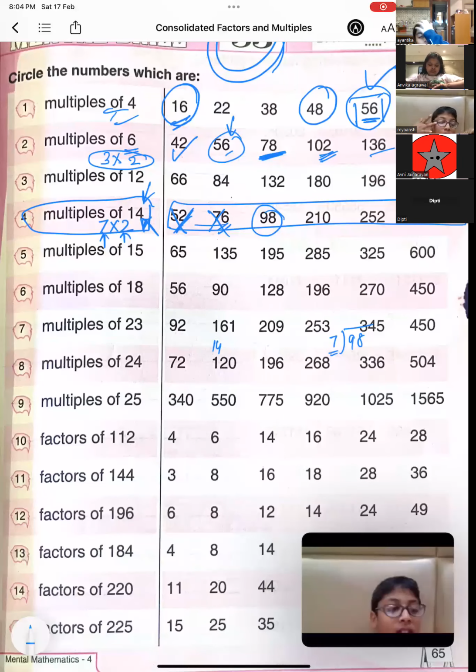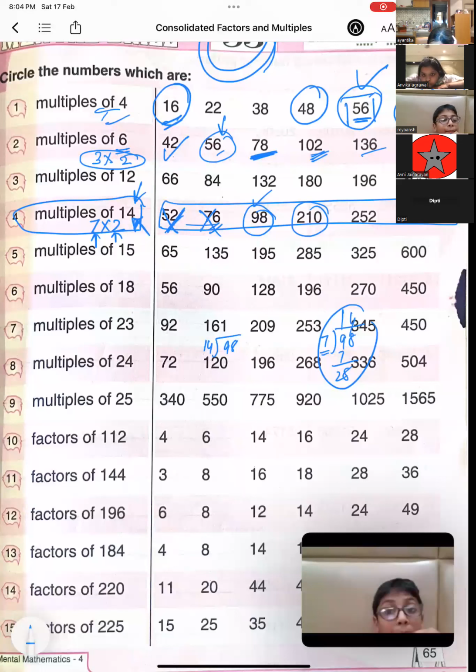How about this? Is this divisible by 2 and 7? 210? देख के बताओ. What easy है? Yes, ma'am. Because 7 3s are 21 and then we have to put a 0 for 0. Very good.